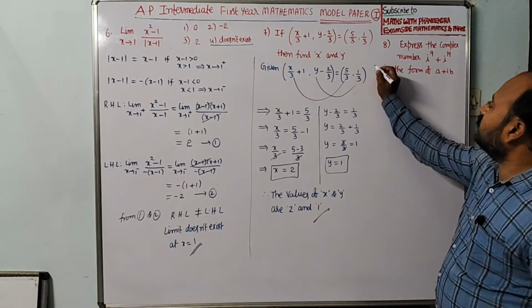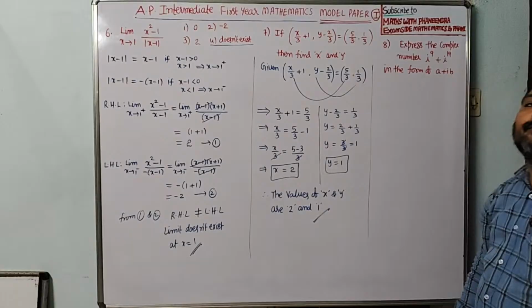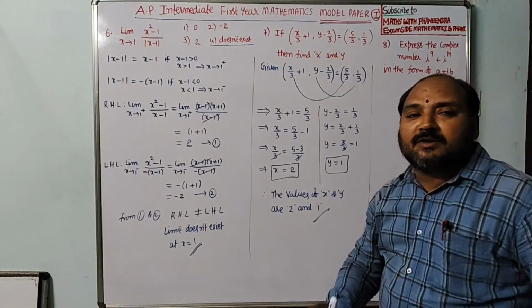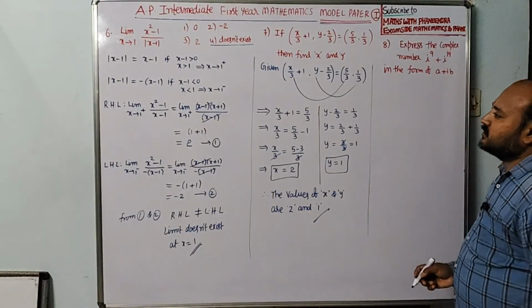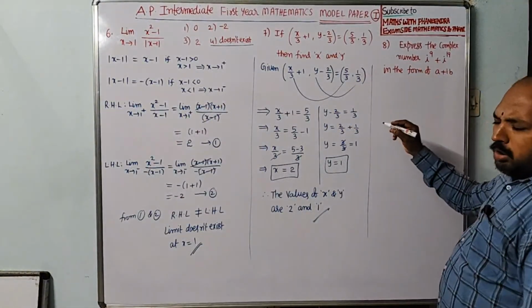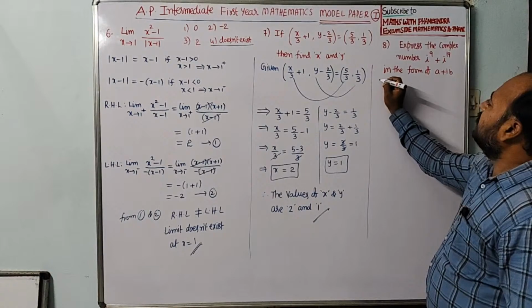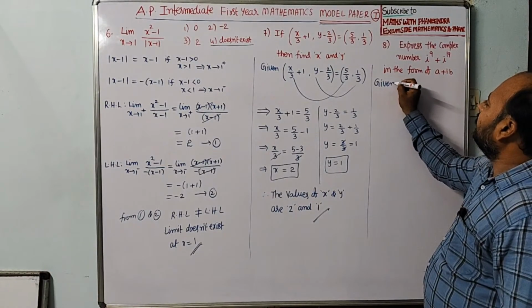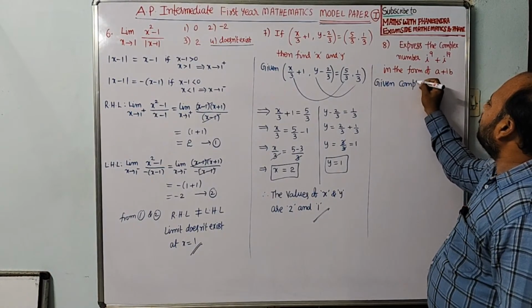Now come to question number 8. This is related to complex numbers. Complex numbers. This is limits and derivatives. The given complex number.